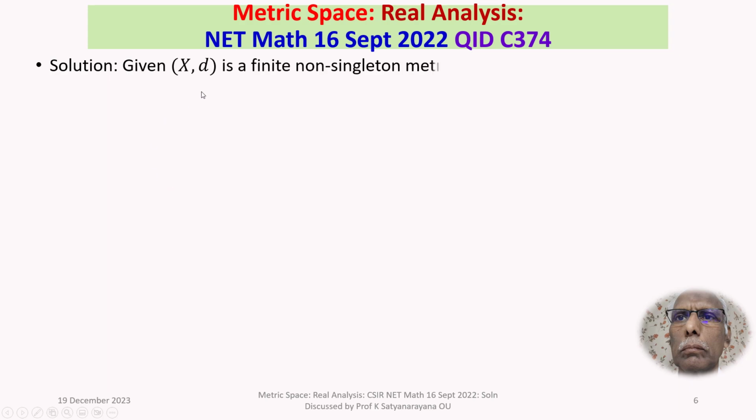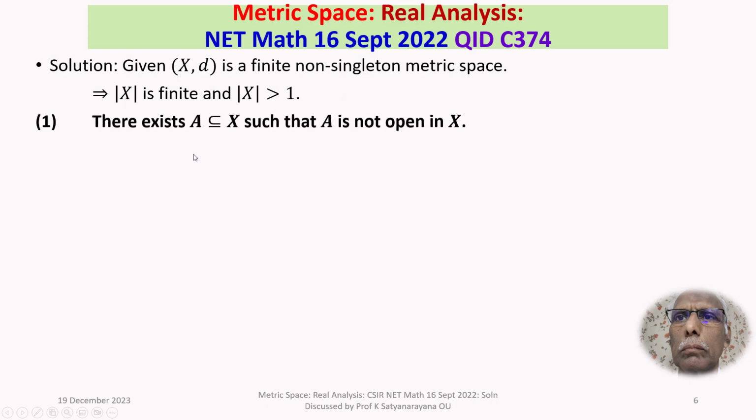We have (X, d) is a finite non-singleton metric space. It is a metric space, where the order of X is finite, and it is non-singleton, which means the order of X must be greater than 1. With this given hypothesis, we have to discuss the options given in option 1 to 4. So the first option is this one. We'll discuss about this in the next slide.